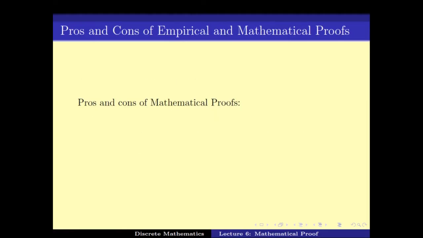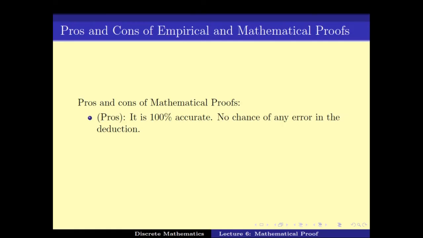The pros and cons of the mathematical proof: of course, the advantage is it is 100% accurate. There is no chance of any error in the deduction. Completely everything is perfect. There is no chance that you have made a mistake, because it's a proof that follows from mathematical reasoning. The disadvantage is of course the fact that it is hard to prove. It isn't the easiest proof to come up with.